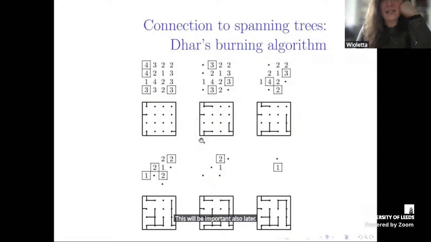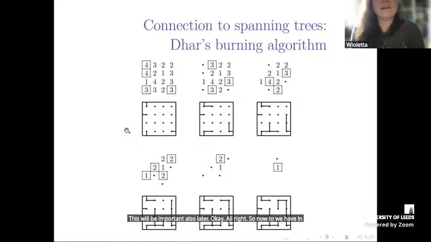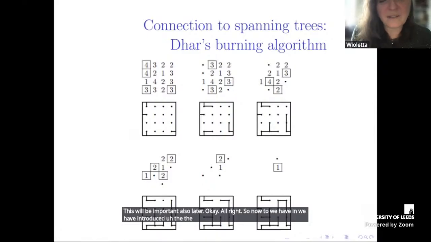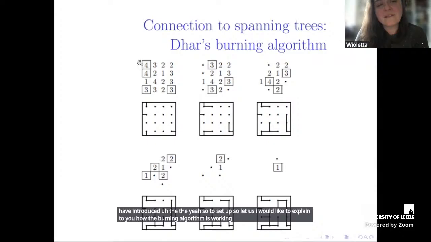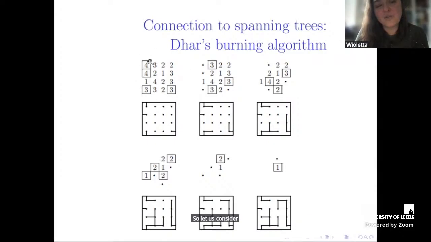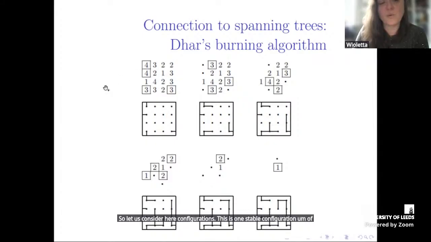Okay. All right. So now we have introduced the setup. I would like to explain to you how the burning algorithm is working. So let us consider here configurations. This is one stable configuration in, like, a square box, let's say.